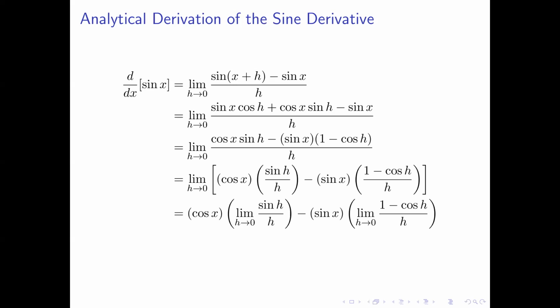The same goes for the sine of x in the second term. That is effectively constant when h changes. The two remaining limits that you see here are the limits we mentioned earlier, whose values we could confirm graphically. The first one is equal to 1, and the second is equal to 0. And when we finish simplifying, we get the cosine of x. So this shows that the derivative of the sine of x is the cosine of x.